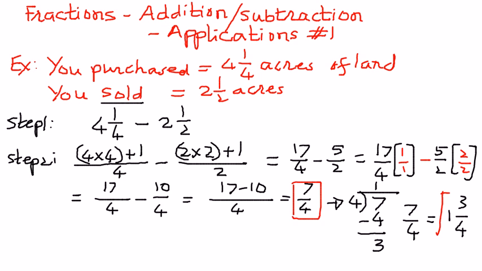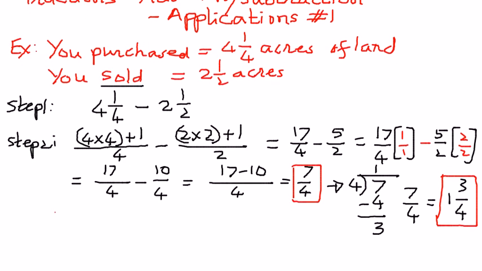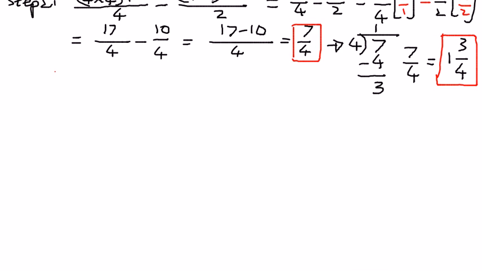Therefore, when we originally owned 4 1/4 acres of land, and when we sold 2.5 acres of land, we are left with 1 3/4 acres of land. So that is the way we can relate to application problems in fractions. Let us look at another application example here.